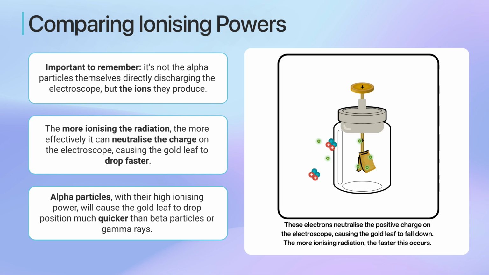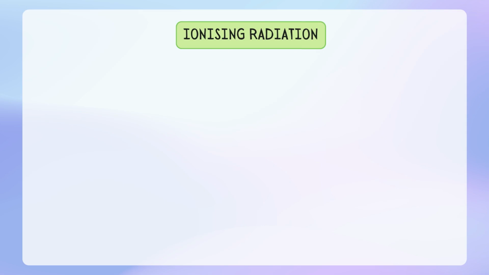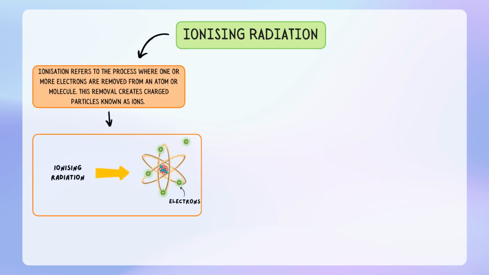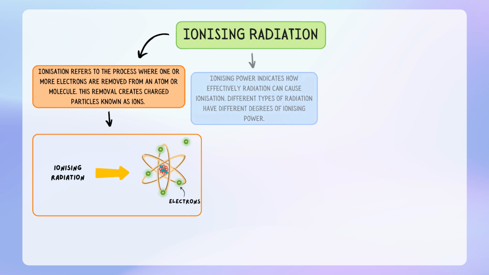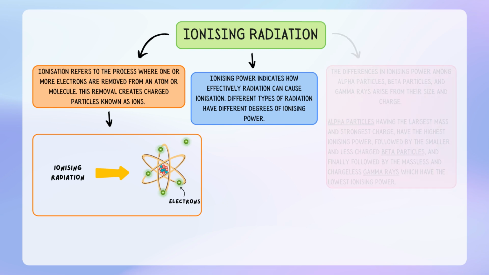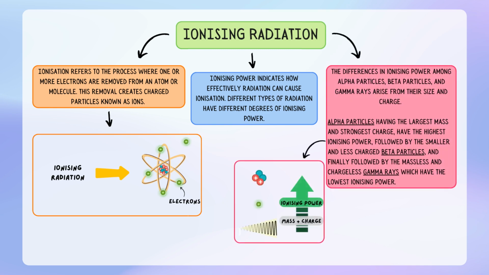In today's lesson, we delved into the concept of ionization, learning that it involves the removal of electrons from an atom or molecule, resulting in the formation of charged particles called ions. We then examined and compared the ionizing powers of different types of radiation, concluding that alpha particles are the most effective at ionizing atoms, followed by beta particles, with gamma rays having the least ionizing power. Understanding these differences is crucial in various applications, from medical treatments to nuclear safety.